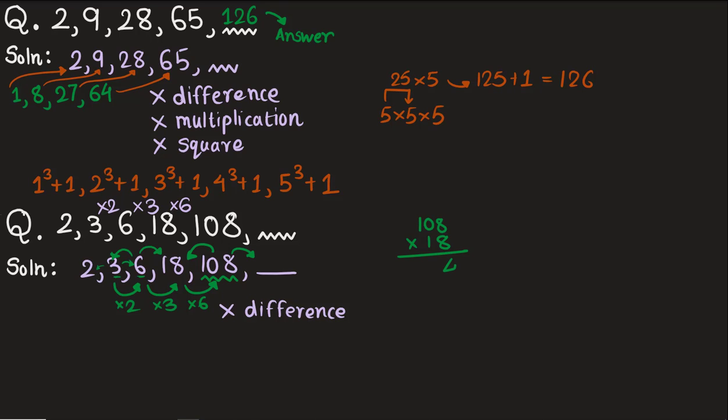8 into 8 is 64. 6 would go here, then 864 plus 0, 801. So 4491. So our clear answer would be 1944, which we get by multiplying 108 into 18. So this was our sum.